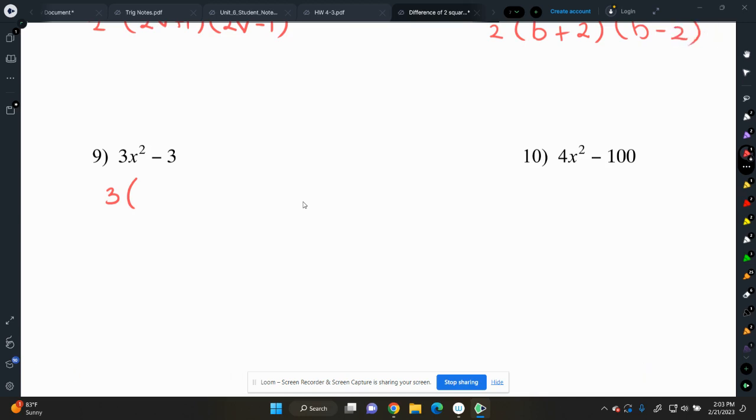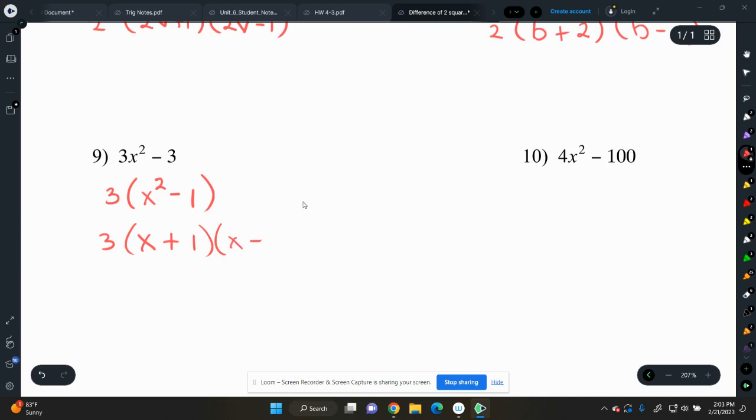Okay, so if we do 3 as our greatest common factor, what are we left with inside? Right, x squared minus 1. So then this will factor as x plus 1, x minus 1. Okay. Mark, number 10.